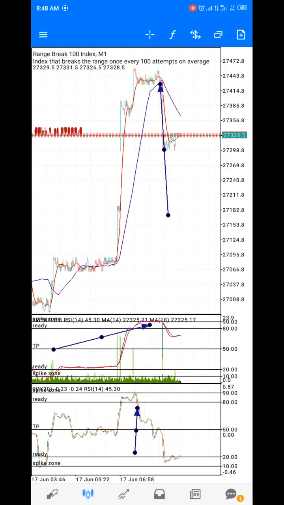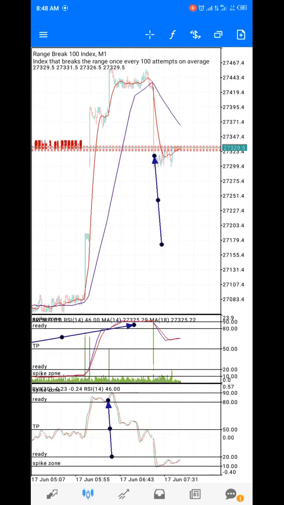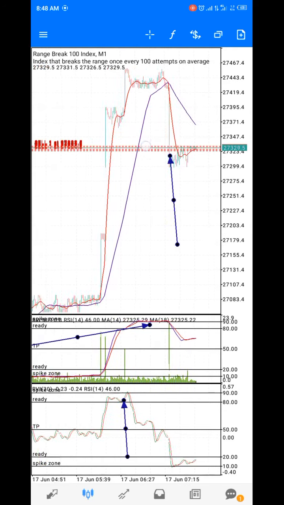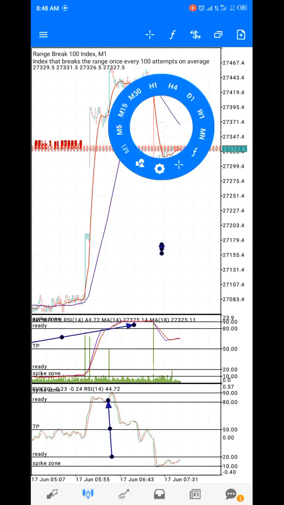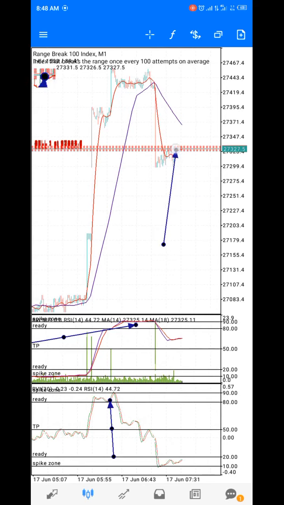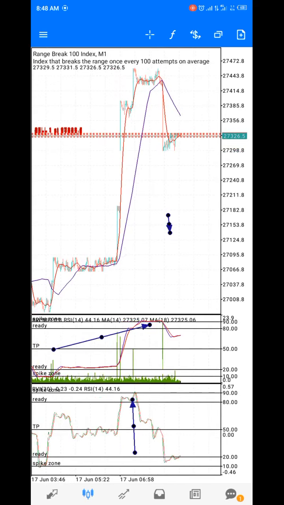This is the ready zone. And a spike happened. You see, everything is set. So the next thing is to wait for another spike. Once the spike happens, it will be a giant bearish candlestick. This strategy is meant for Range Break 100 and 200.